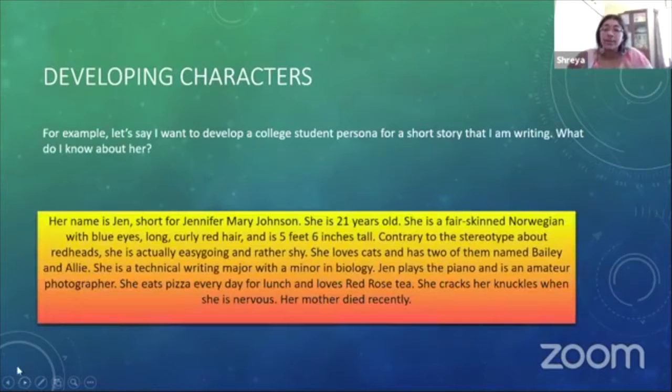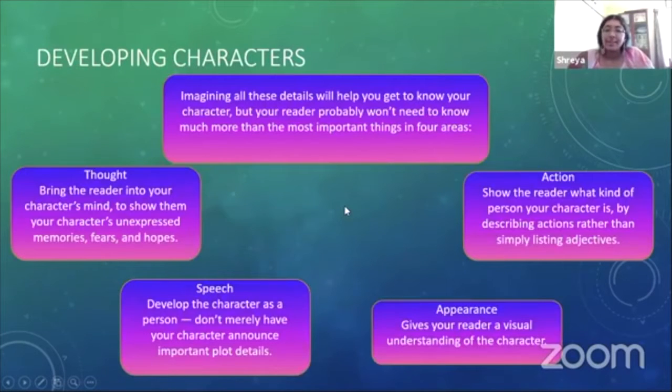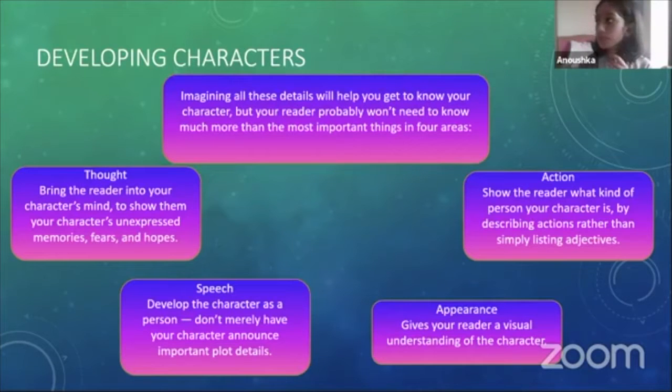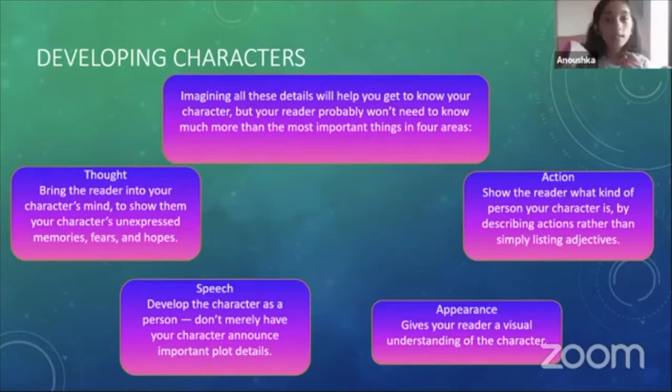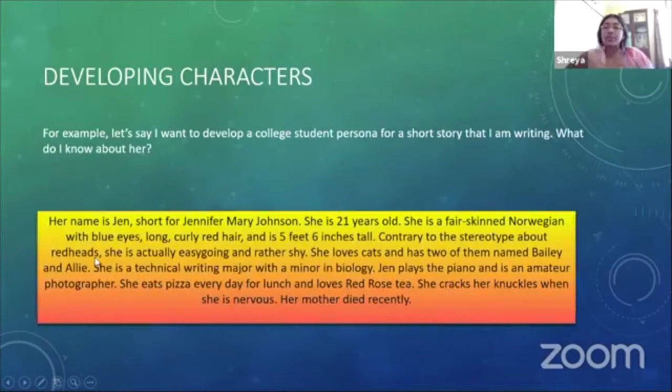So when you talk about action, what do you mean by describing actions rather than simply listing adjectives? Can you explain? Suppose I say Shreya was sad. Instead, I could say Shreya tried to hold back tears and bit her lip. So this is showing that Shreya is sad instead of saying that she is. Okay. So you want to show and not tell them.